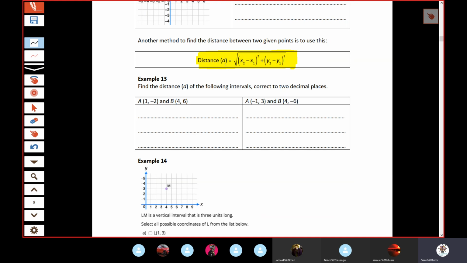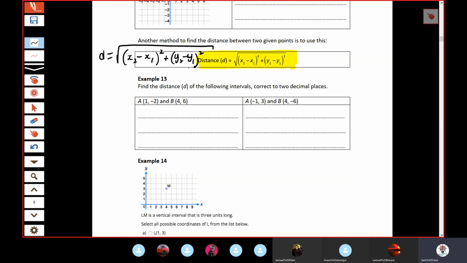So let's read this properly. D, distance formula, D equals the square root, open bracket. Now it doesn't matter if you wrote 1 or 2, we're just going to use 2 for now, x2 minus x1 squared plus, open bracket, y2 minus y1 squared. Close bracket, and then that's it.